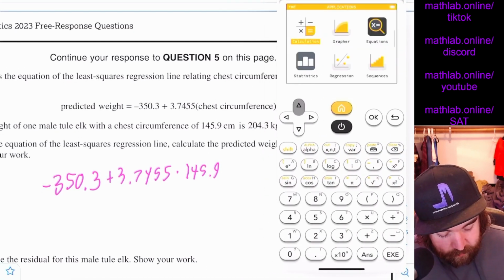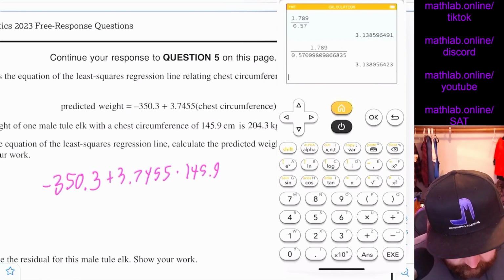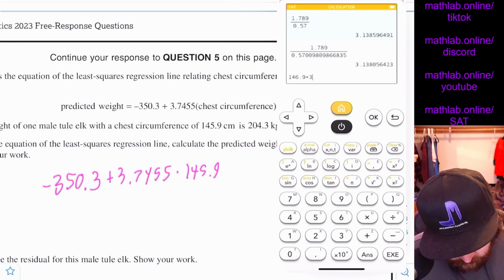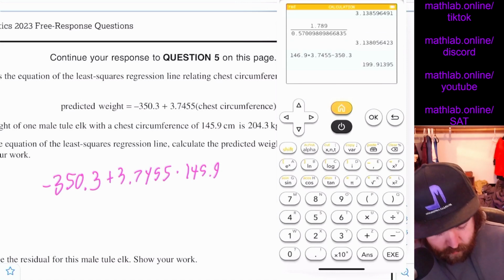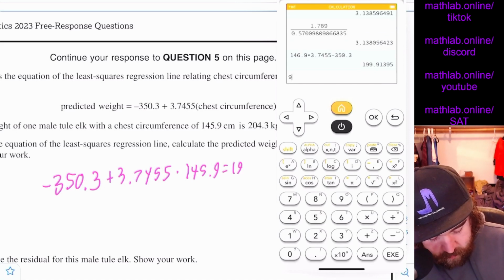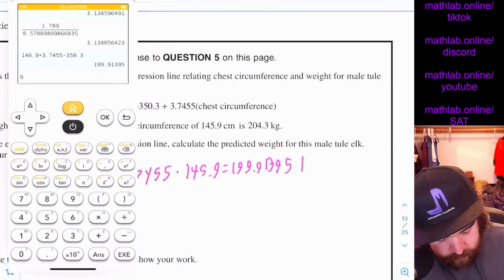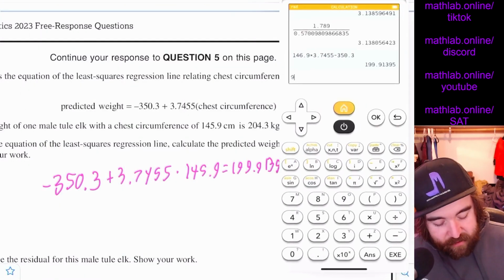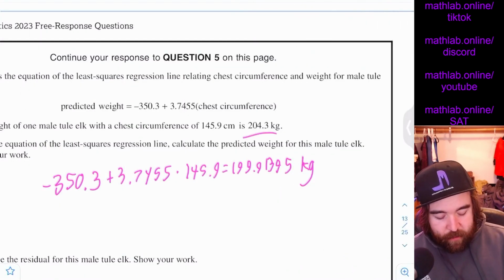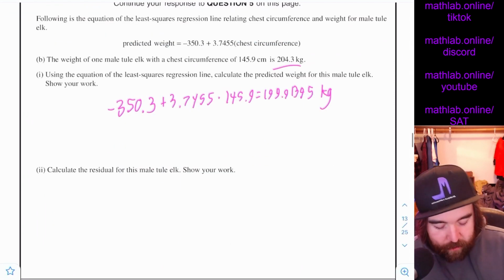They're going to ask us to interpret the negative y-intercept probably too. 145.9 times 3.7455 minus 350.3. Boom. 199.91395 kilograms. That's the predicted value. So they told us what it weighed, but that's the predicted value. That's pretty good.